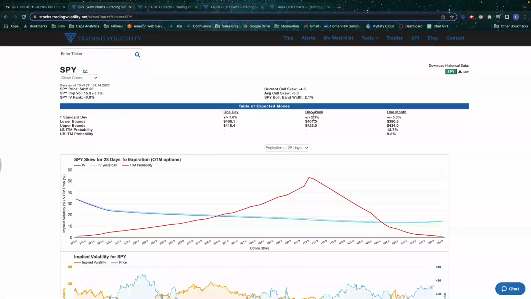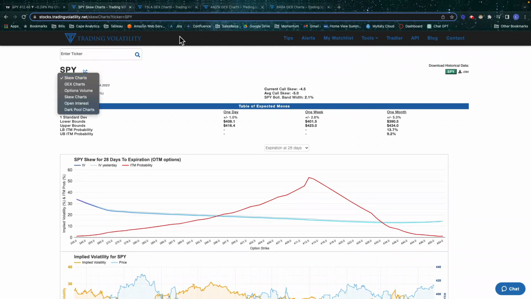For the market for one week, I see 401 and 423 as the likely low and high. I'm very interested in seeing how far we can push this week. And for the month, we see 390 and 434. So these are all numbers to pay attention to as well, guys.